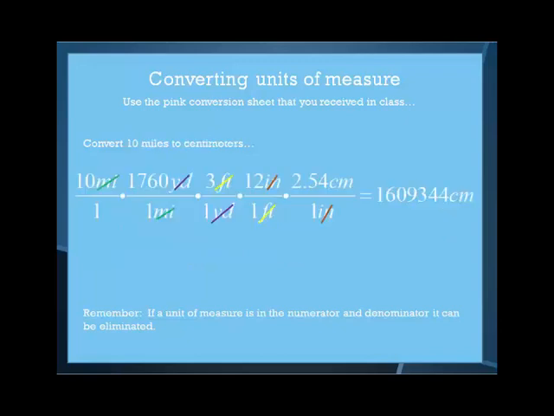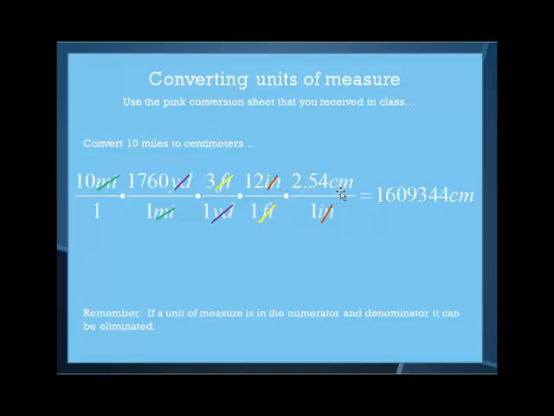Let's look at another example. We want to convert 10 miles to centimeters. We start out with what it's asking us to convert, which is 10 miles. We put it over 1 since it's not a ratio. We then can eliminate. There are 1,760 yards in 1 mile. We get that from using the conversion sheet. The mile label can eliminate. Same thing with the 3 feet per 1 yard. Yards can eliminate. 12 inches in 1 foot. Now the feet eliminate. And 2.54 centimeters in each inch. So the inches can eliminate.